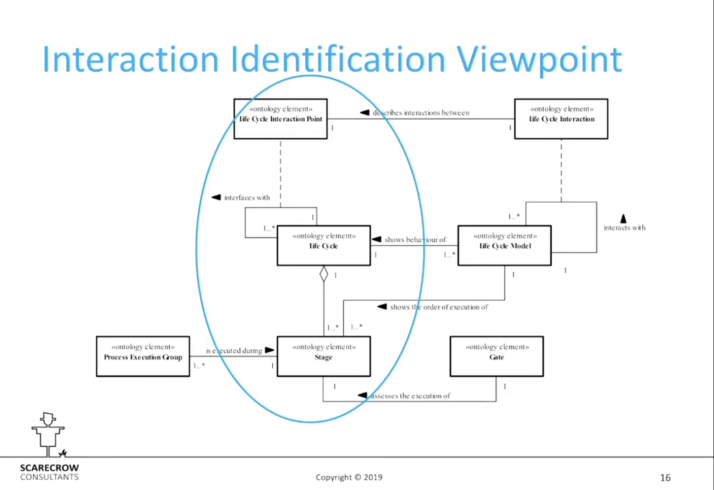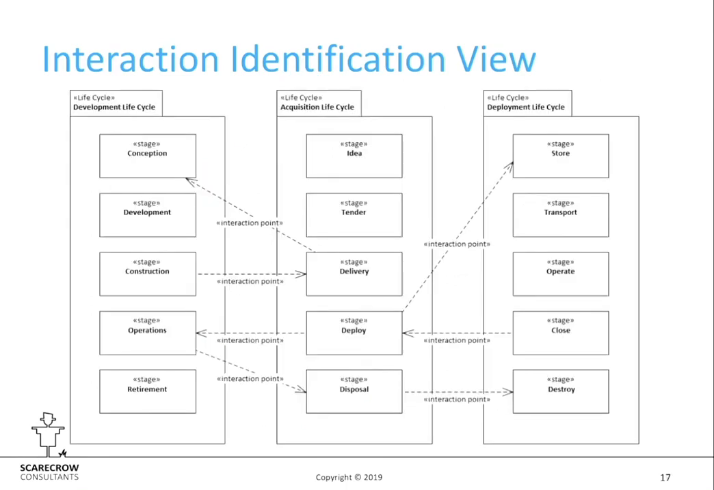So we're showing the stages in a life cycle. We're using a package, as you can see, to represent the life cycle. The stages are listed within that package. And here we've got 3 different life cycles that all have to interact.